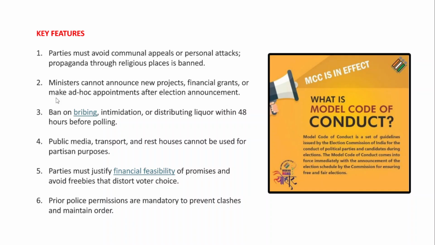Now, public media, transport, and rest houses cannot be used for partisan purposes during the elections. Similarly, parties must justify the financial feasibility of the promises that they make during elections, right? So in order to influence the voters, in order to gain more votes, they cannot announce irrational schemes which actually reflect freebies. So parties must justify the financial feasibility of the promises that they make before the electorate. And apart from that, prior police permissions are mandatory to prevent clashes and also maintain order in that particular area.